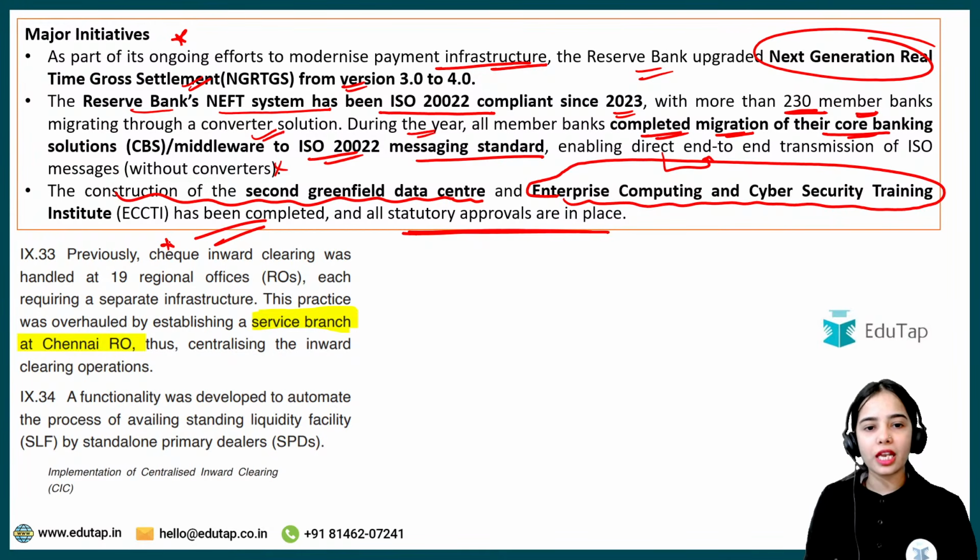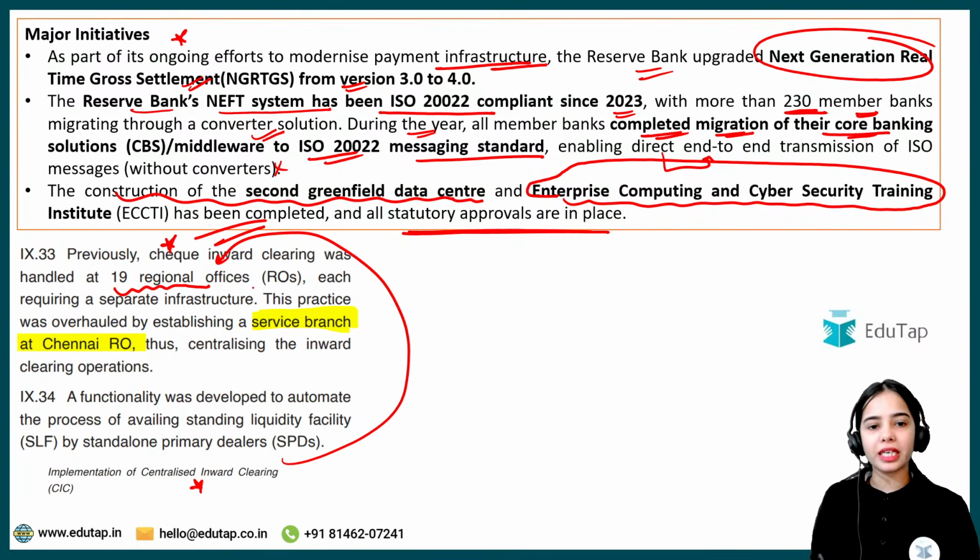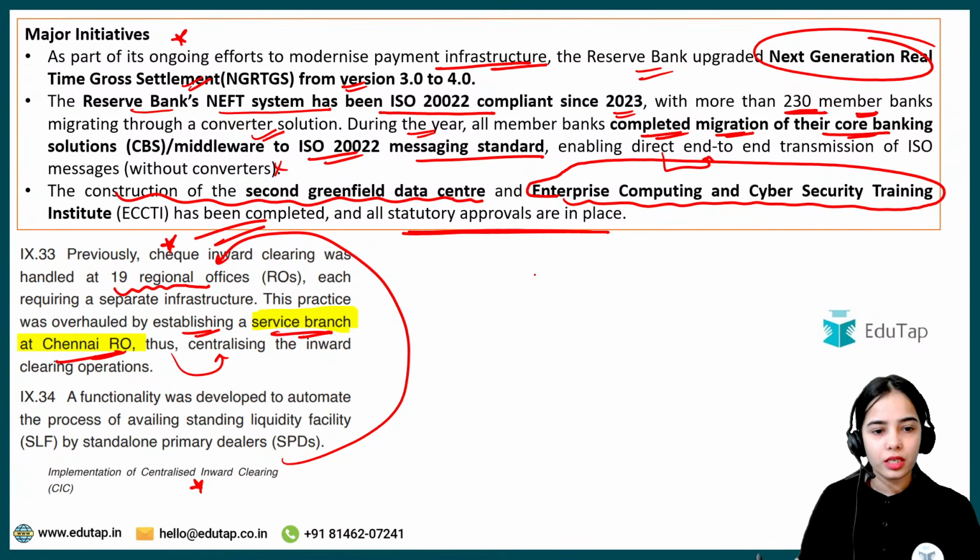Now previously, cheque inward clearing and the centralized inward clearing were handled by 19 regional offices. But now there is the establishment of a service branch at the Chennai regional office, so it will handle the inward clearing operations. Okay, this is the idea.